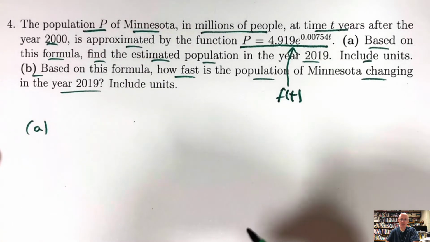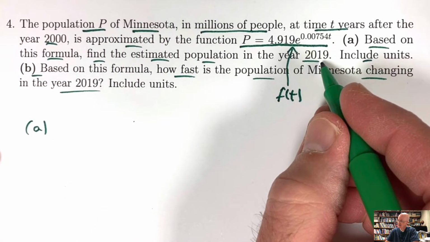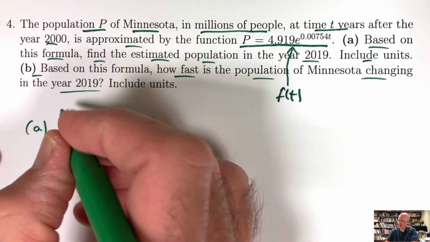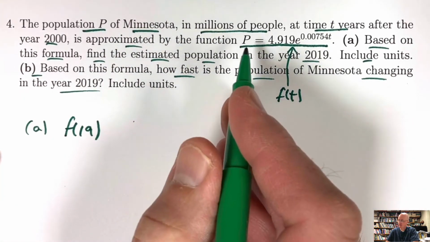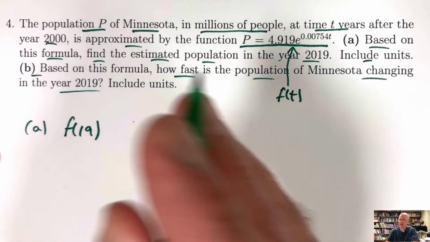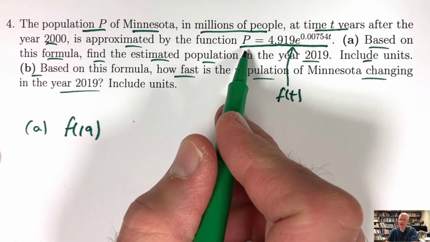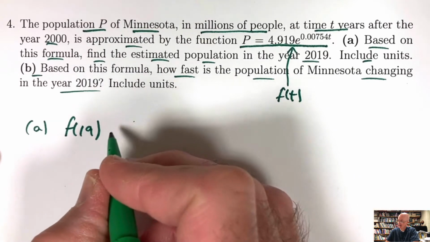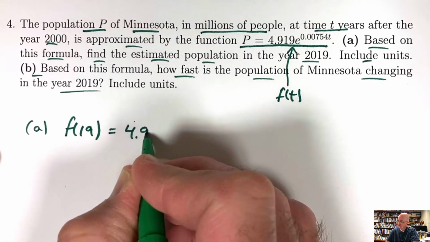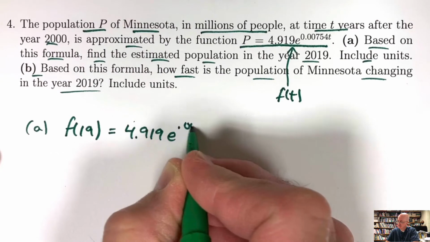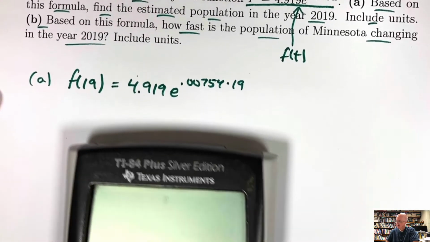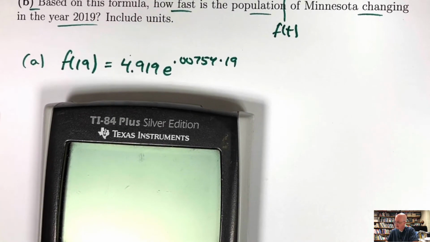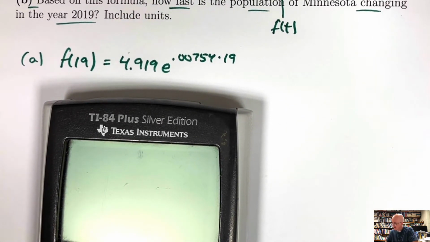In part A, we're trying to find the population in the year 2019. That's 19 years after the year 2000. We're trying to find f of 19. Some people might write p of 19, but technically that's abusing notation because p is technically a dependent variable, not a function name. What does this give us? It gives us 4.919 times e to the 0.00754 times 19. Go ahead and compute this. It's going to be something probably bigger than 5 million. What's the actual answer? I don't know offhand. I didn't look it up.